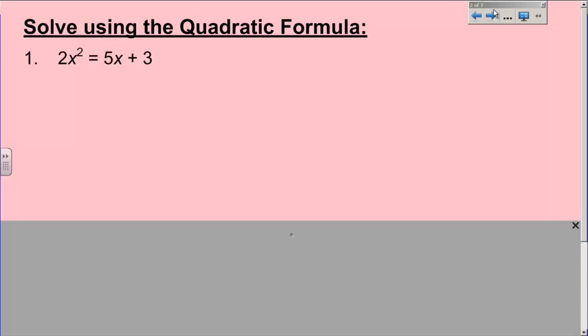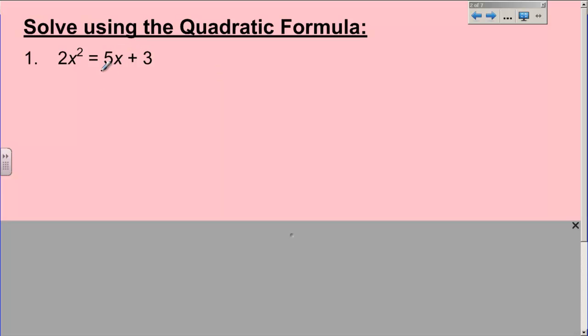First things first, I cannot do this problem until this equals 0. So the first thing I'm going to have to do is make this equal 0. I like for my x squared term to be positive, so I'm going to leave this 2x squared over here, and I'm going to move the 5x and the 3 over instead of just subtracting 2x squared. It doesn't matter. You can do it the other way. I prefer my x squared to stay positive if at all possible.